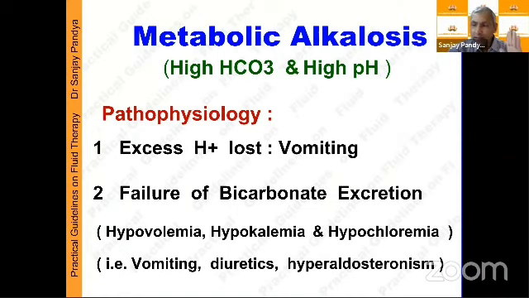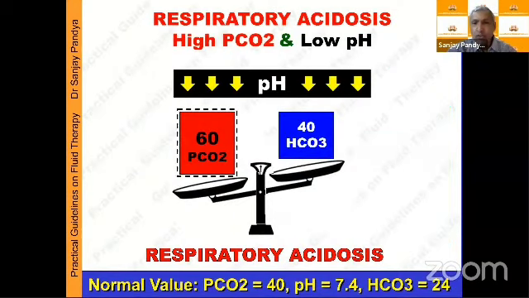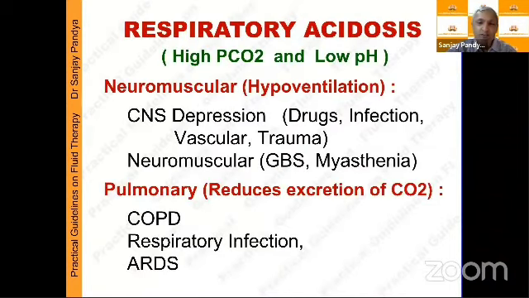So after the two primary disturbances where bicarbonate changes, now coming to respiratory disorders, where the primary change is in PCO2, the first disorder is respiratory acidosis. If there is an increase in PCO2, the pH will reduce, and high PCO2 with low pH is the characteristic of respiratory acidosis. Now, why does respiratory acidosis occur? I have to learn from all of you anesthetists, because you look at this problem in day-to-day practice. Either it is a neuromuscular problem with hypoventilation, or there is primary pulmonary disease with reduced excretion.